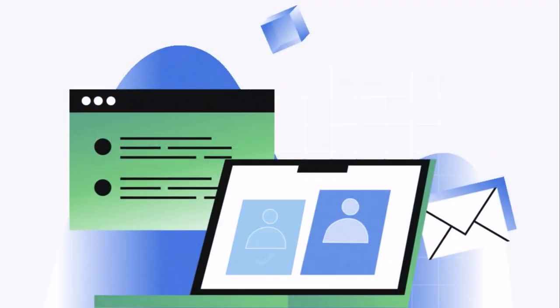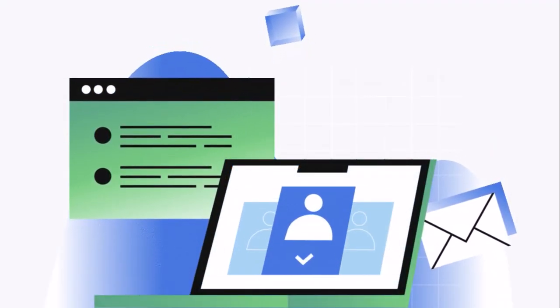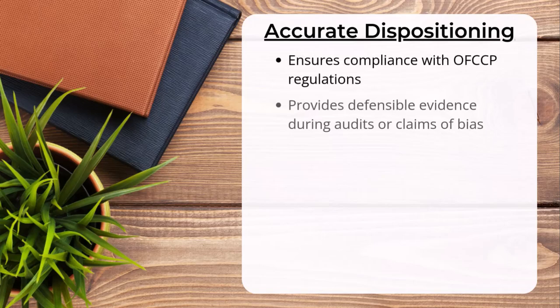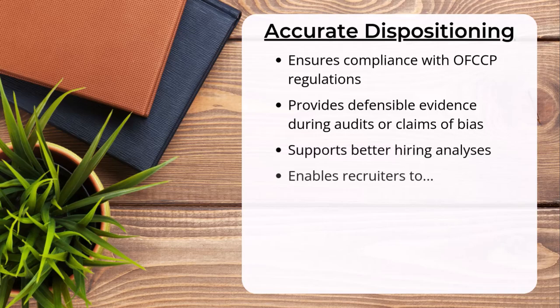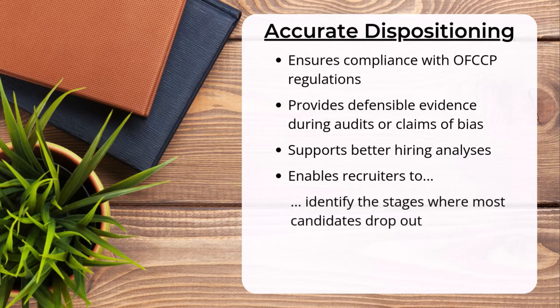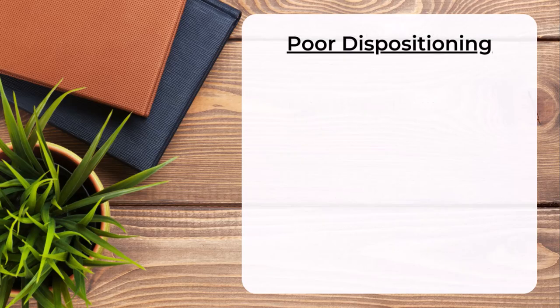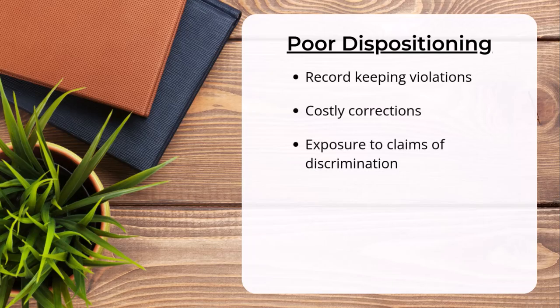Accurate applicant dispositioning serves multiple purposes. It ensures compliance with OFCCP regulations, provides defensible evidence during audits or claims of bias, and supports better hiring analyses. It also enables recruiters to identify the stages where most candidates drop out, refine talent acquisition metrics, improve job posting descriptions, and more. Poor dispositioning, on the other hand, can lead to record-keeping violations, costly corrections, and exposure to claims of discrimination that may be challenging to refute.